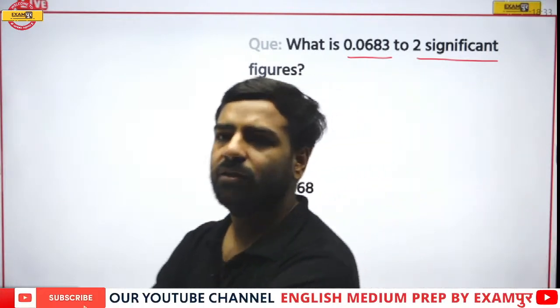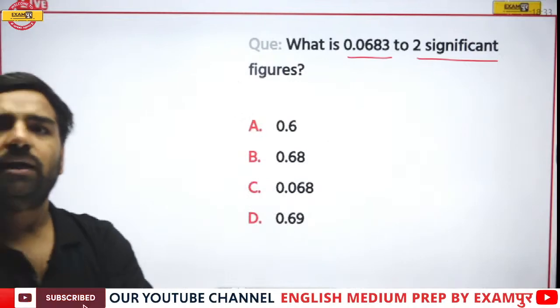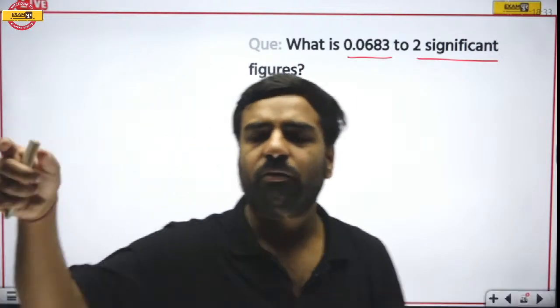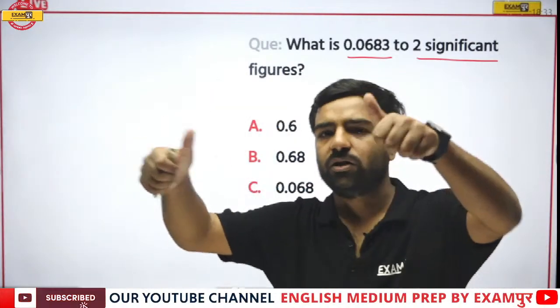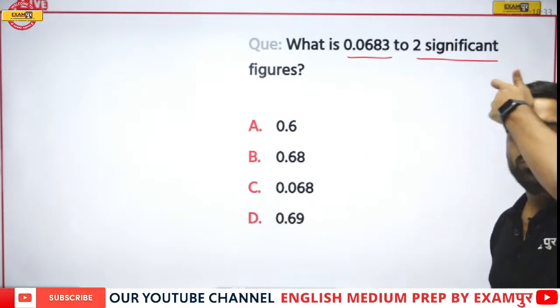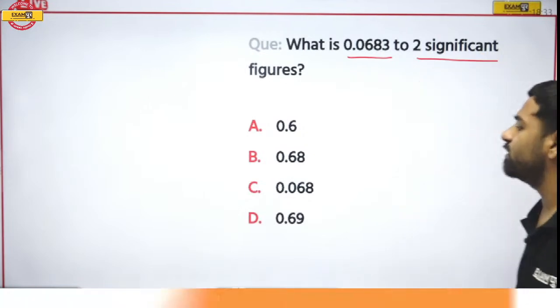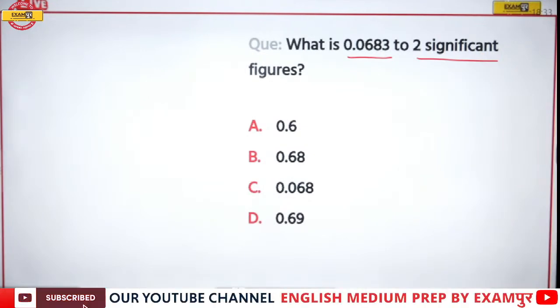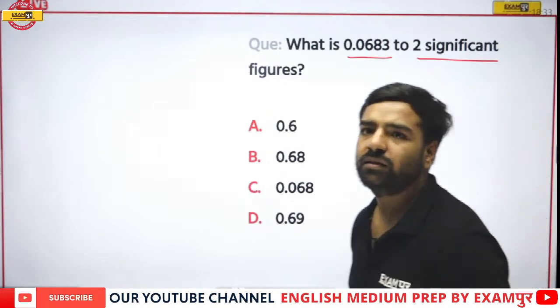HR is saying something. HR is saying, sir, A. Achha, you were talking about the last question, HR. Yes, that was totally correct. Awesome. But HR, this answer: is it 0.6? Is it 0.68? Is it 0.068? Or is it 0.69? What is going to be the correct answer? You have to round off till.